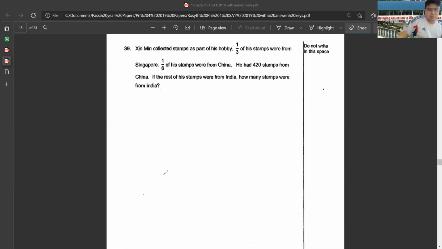What must you do? The stamps from India you cannot find right now. There's no way you can find it. So what's step number 1?